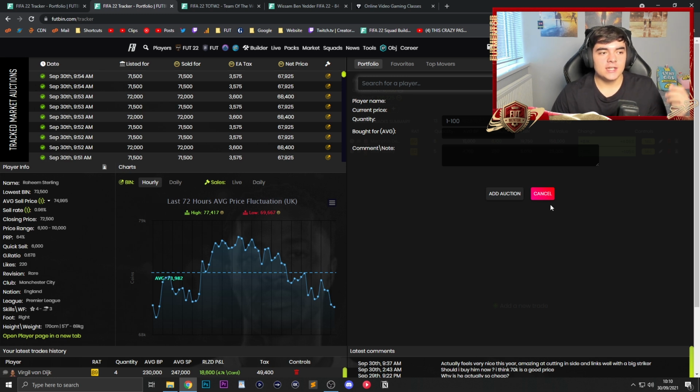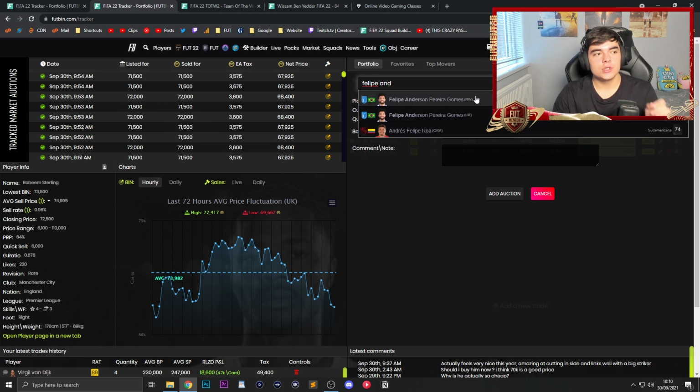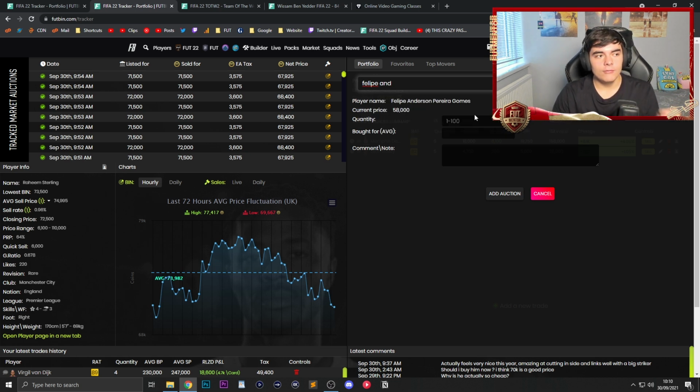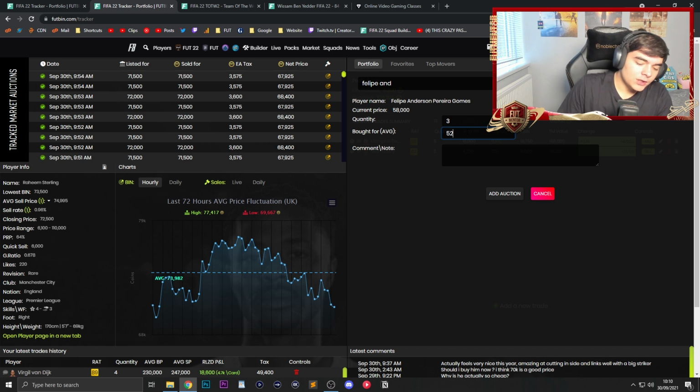Once you are here, you just click on add a player, and we're going to be typing in Felipe Anderson, and it's going to allow you to choose the exact version that you do have, because FUTBIN have all of the players, of course. So the inform Felipe Anderson, he's currently 58k. The current price you don't have to worry about too much, but once you add them in straight away, it is going to be giving you how much profit you are going to be making.